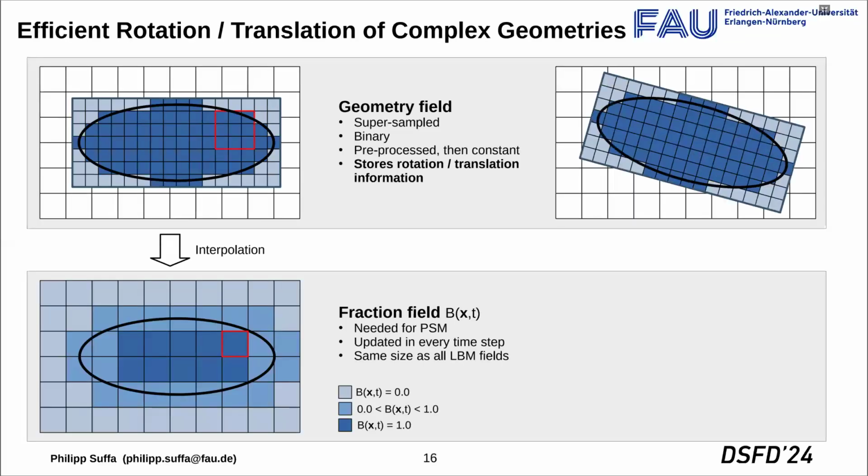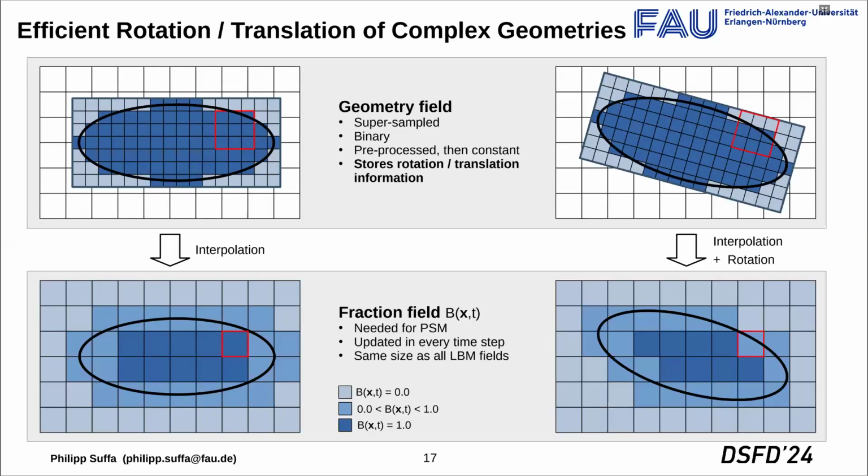The question is now how we handle rotation or movement. The geometry field does not only store the shape of the geometry, but also the rotation or translation information. That means for this example, it stores some sort of rotation angle. And while mapping from the geometry field to the fraction field, we just include the rotation angle in the interpolation. And therefore, we get a new fraction field from the geometry field without really rotating a field, but the rotation is just integrated into the interpolation. And this is also very, very cheap again.